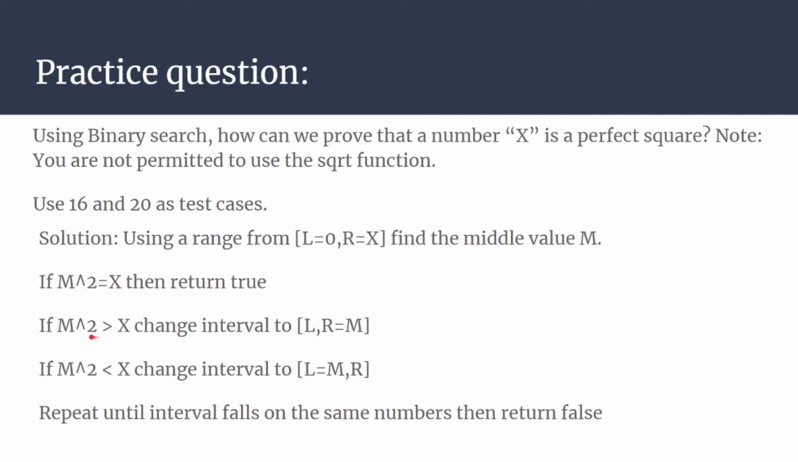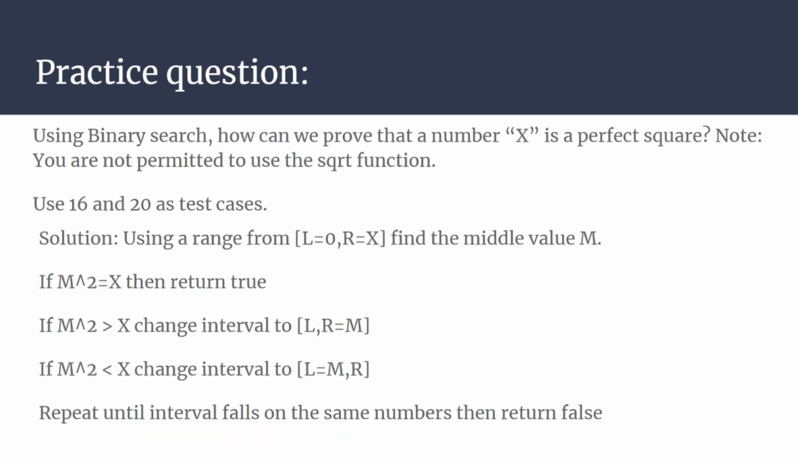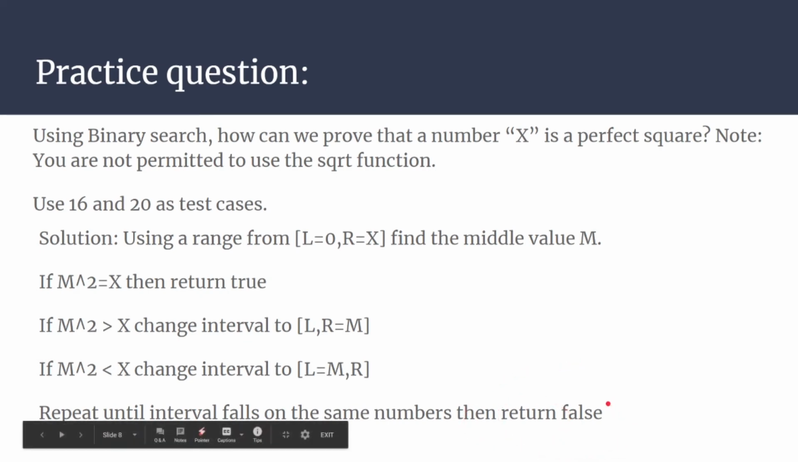If not, if m squared is greater than x, we change the interval by making R equal to m. If m squared is less than x, so this would be our else right here, then we change the interval so that L is equal to m and we still have our normal R from previous. And then we repeat this until we fall on the same numbers, and then return false.